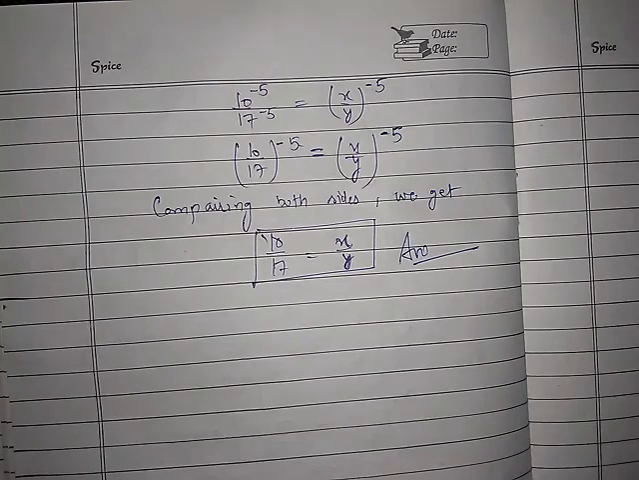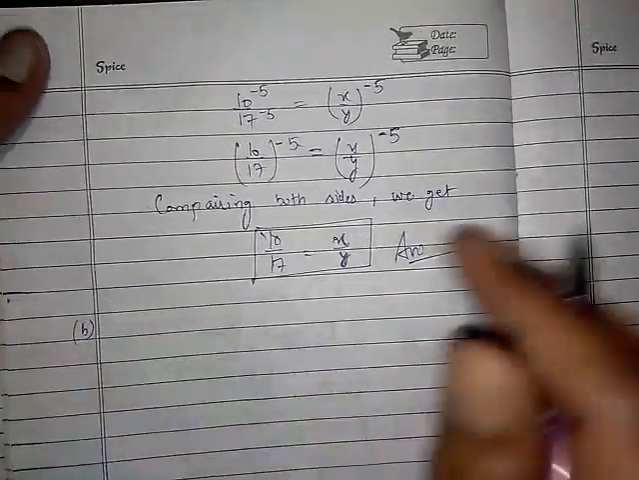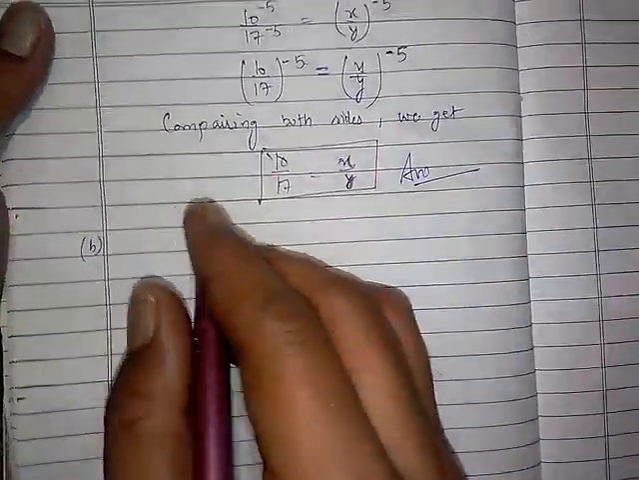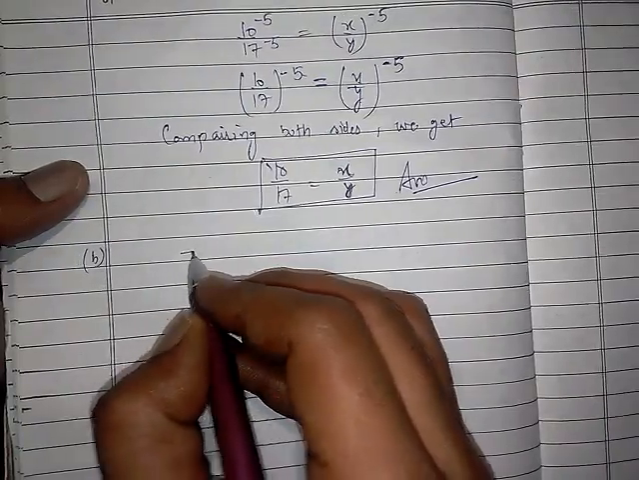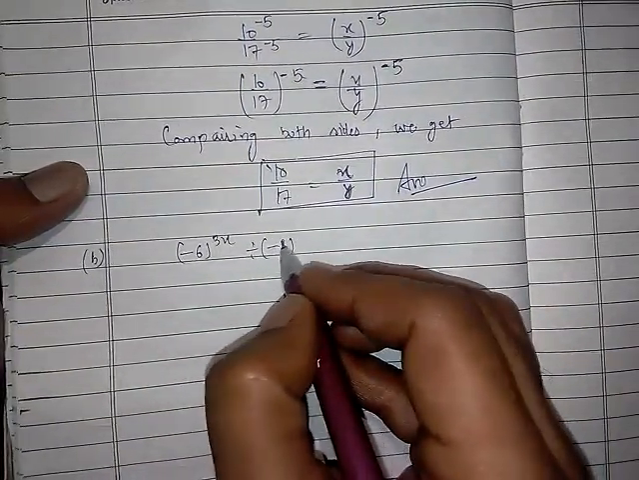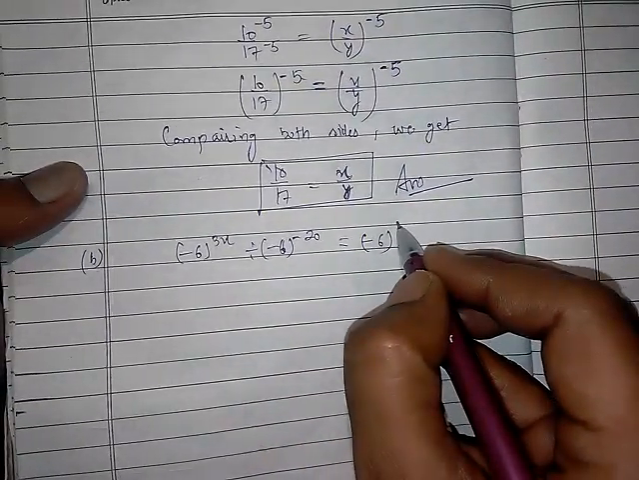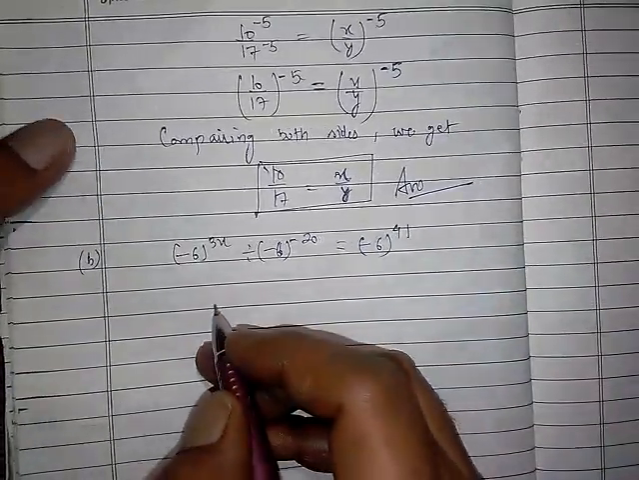And the B part, let us try for the B part also. So that will make your work simple. Find the value of x if minus 6 raised to the power 3x divided by minus 6 raised to the power, it is minus 20, is equal to minus 6 raised to the power, that is 41.